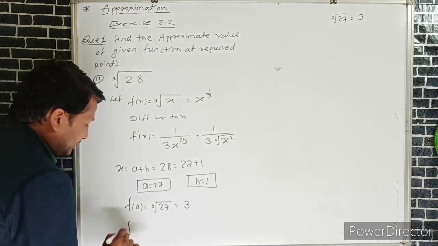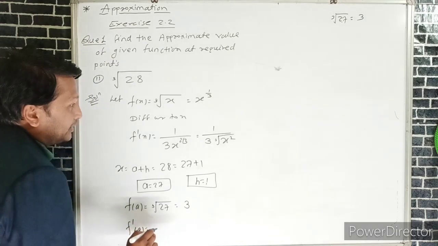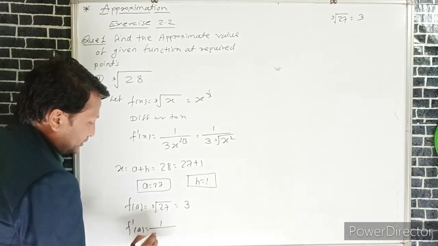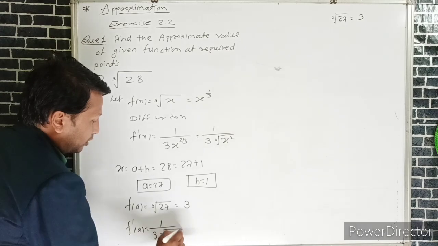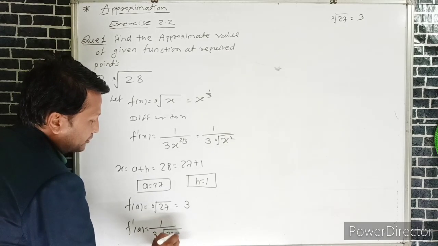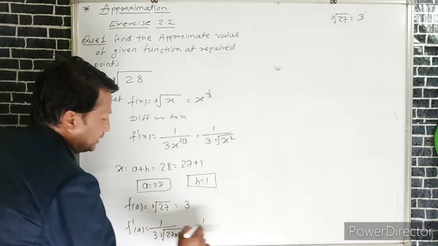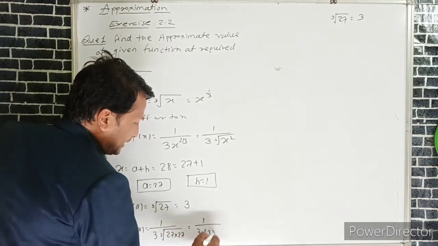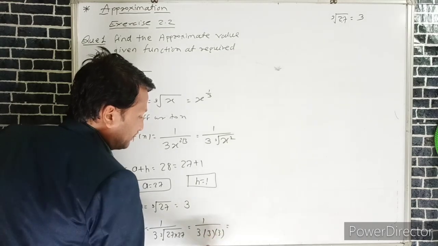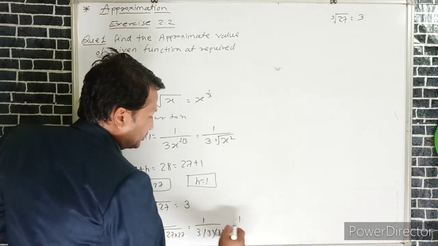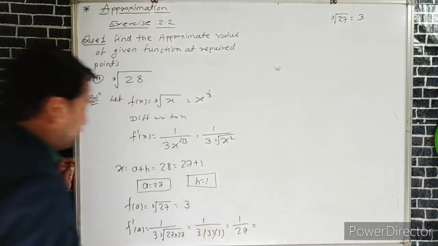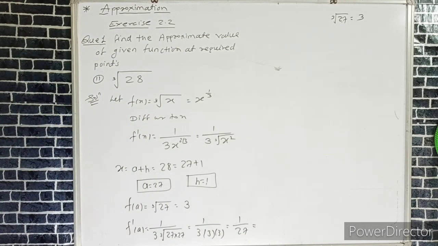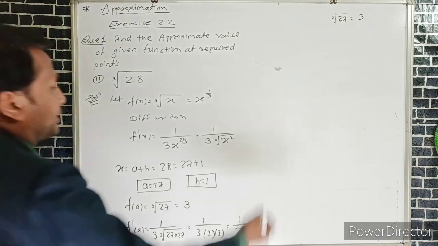Again, f dash of a is 1 upon 3 into the cube root of 27 squared, meaning 27 into 27. Here we can write 1 upon 3 into the first cube root of 27 is 3 and the second cube root of 27 is 3. 3 into 3 is 9, 9 into 3 is 27. We can write the value of f dash of a as 1 upon 27. So here we have to find the value of the cube root of 28.